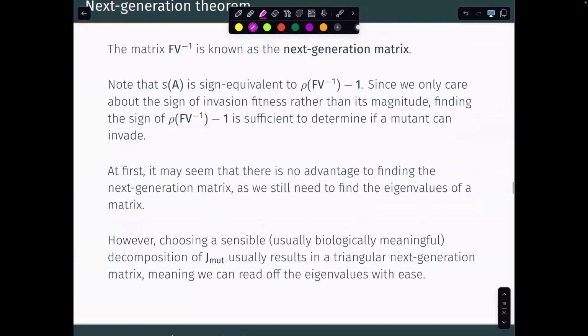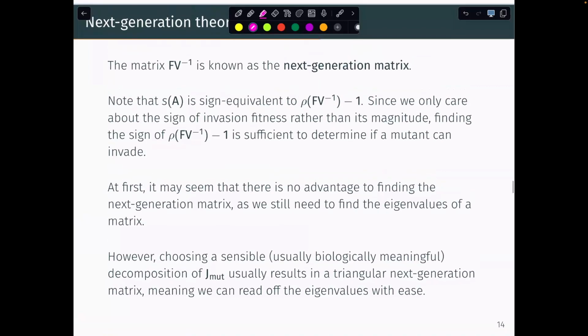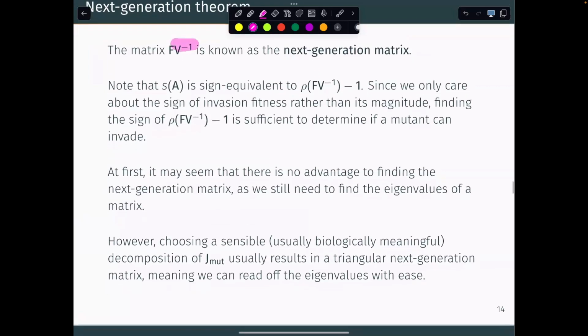Okay, let me just do this slide, and then we can go to an example straight afterwards. So this matrix F V inverse is our next generation matrix. Whenever you hear next generation matrix, it's just the product of F with V inverse. Hope you remember how to do matrix multiplication.